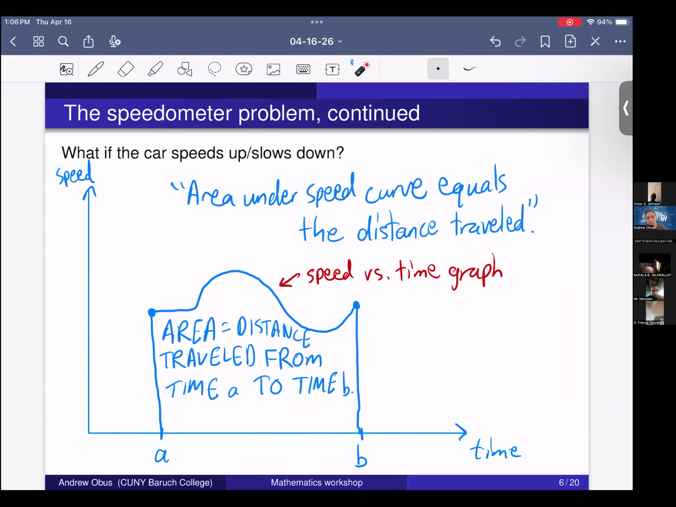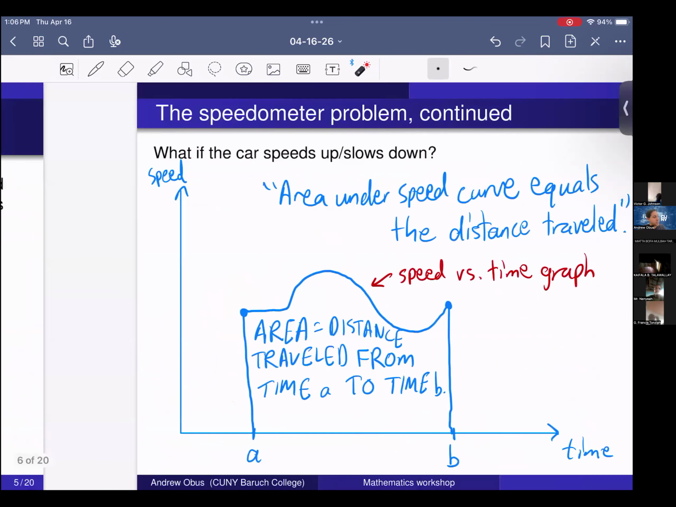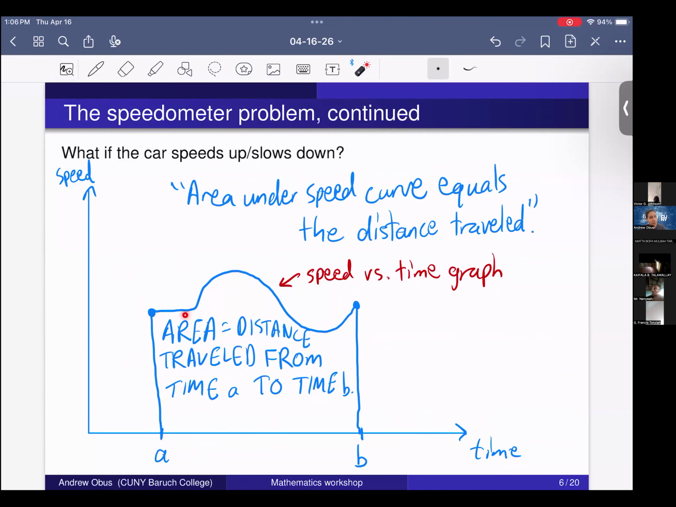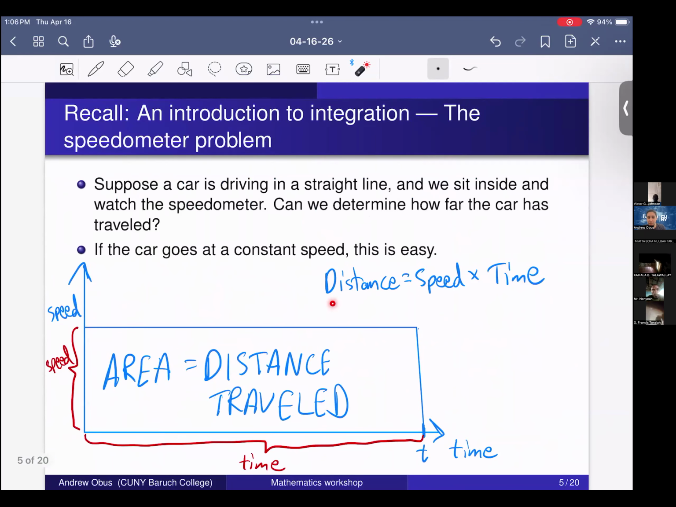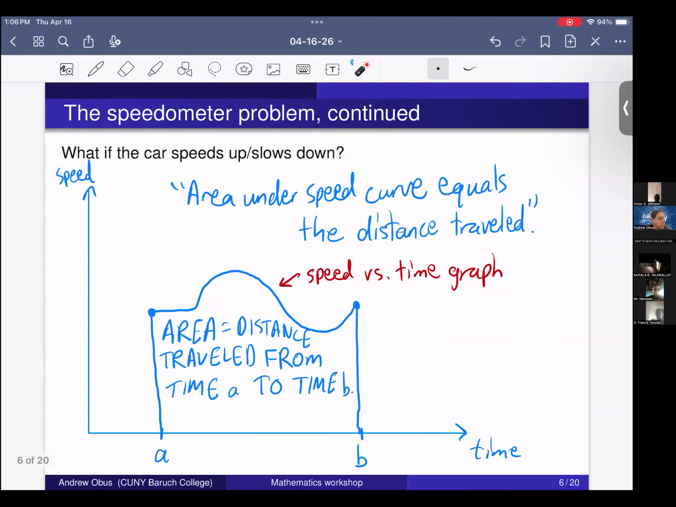Speed times time is hard to generalize when speed is not constant, but area under the speed curve generalizes just fine. The area under the speed curve makes just as much sense in this situation as it does in the other situation. So in both cases, that area is giving you the distance traveled. Is that okay? Yeah. Thank you so much, sir. You're welcome. Other questions?